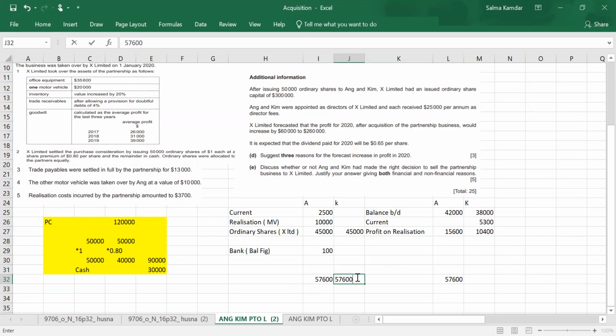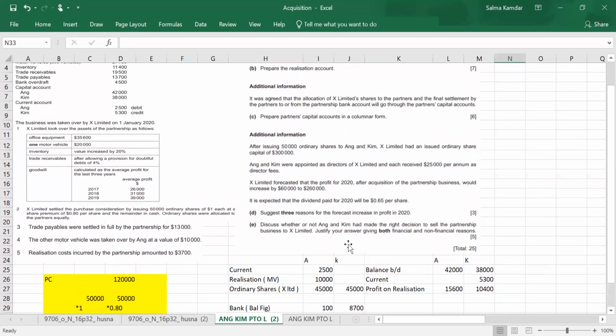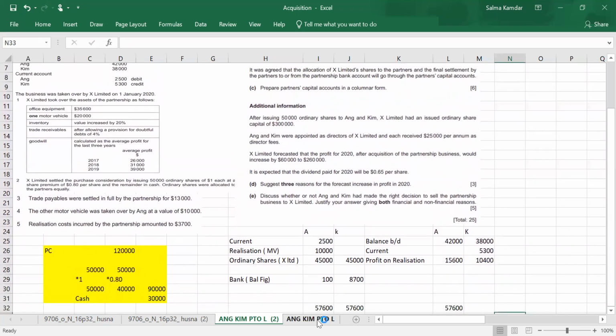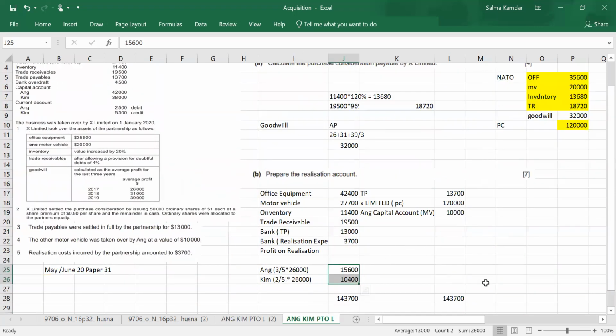The balancing figure is 8,700. Even that would be discharged by bank. And this is how I complete the partner's capital account. Let's look at the D part.